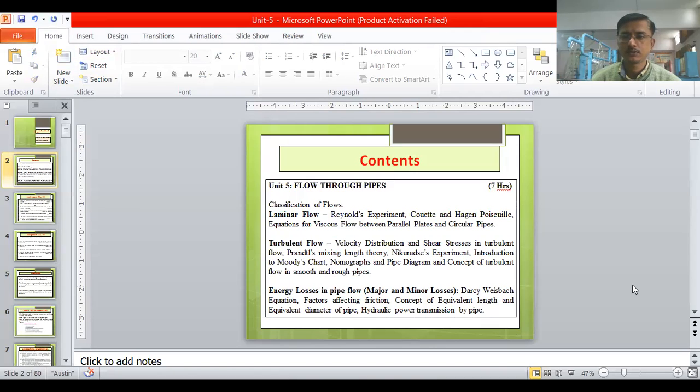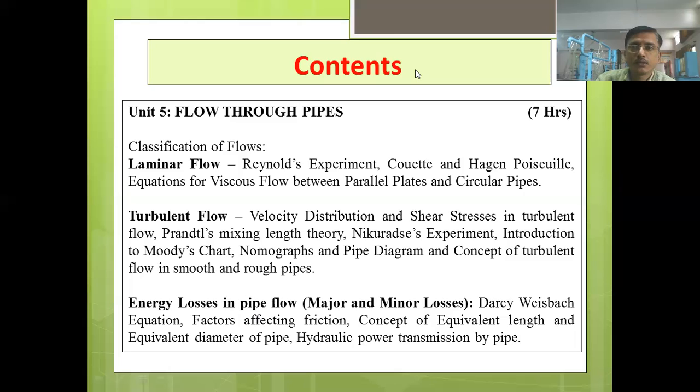So this was about the classification of flows. And the next point is the energy losses in the pipe flow, that is major losses and minor losses. Here we are going to learn what the Darcy-Weisbach equation is. Again, these are the names of scientists, Darcy-Weisbach. Factors affecting friction, concept of equivalent length and equivalent diameter of the pipe, and hydraulic power transmission by the pipe. These are the points that we are going to learn in this unit.